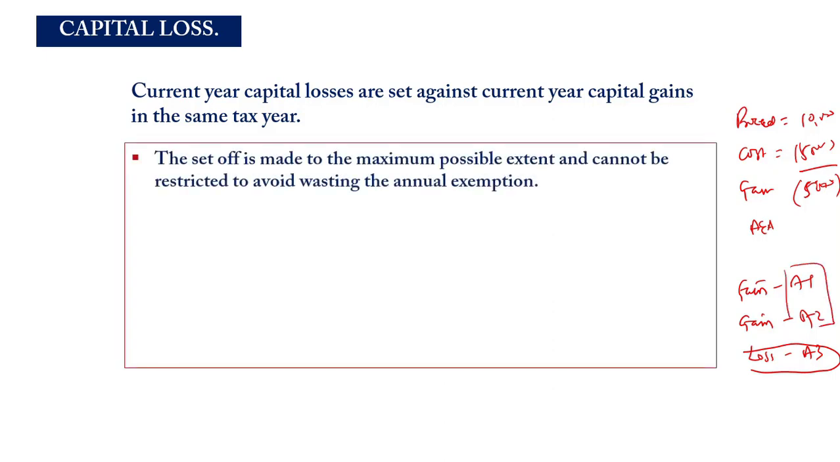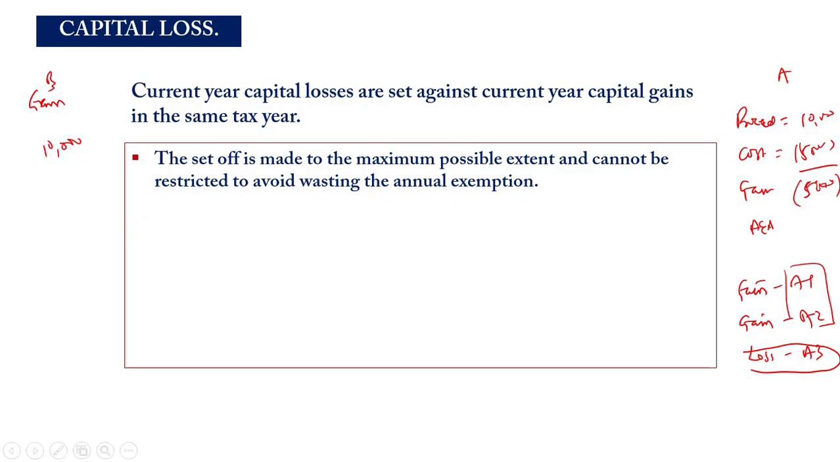the loss that you recorded in asset 3 can be offset against these two gains. Okay, now the loss takes precedence over the annual exemption, meaning if you have a loss of, let's say, on asset A of 5,000, and let's say you have a gain on asset B. Okay, the gain is say 10,000.